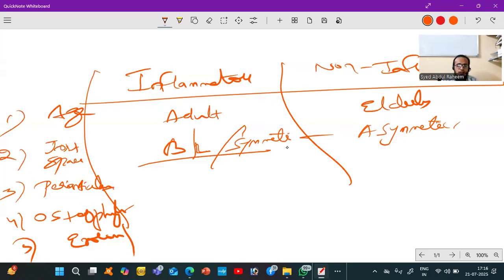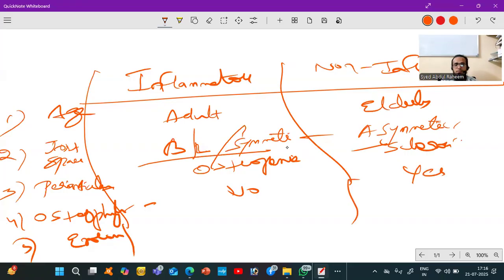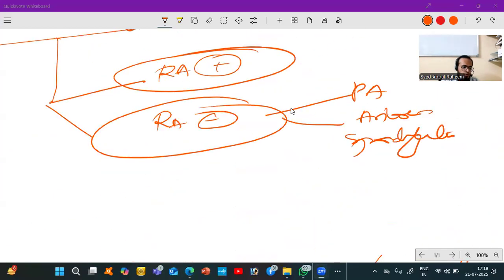Here you have the periarticular osteopenia in inflammatory, and sclerosis in degenerative. Okay, in the osteophyte, there is no osteophyte in inflammatory. Yes, presence of osteophyte here. And erosion is present in inflammatory, no here. Okay, so these are the five things we have to remember.